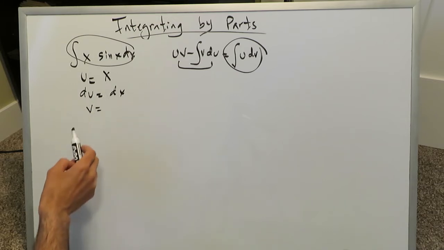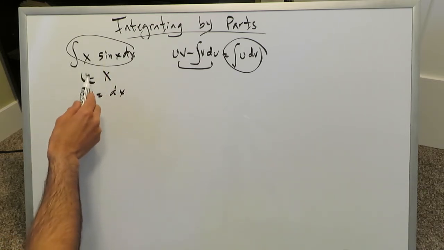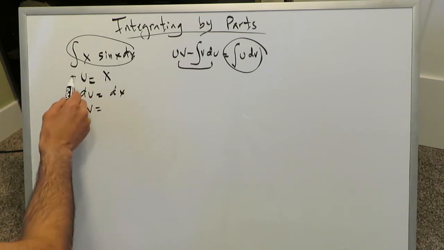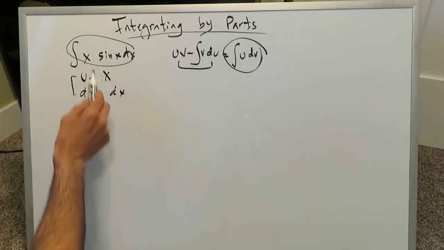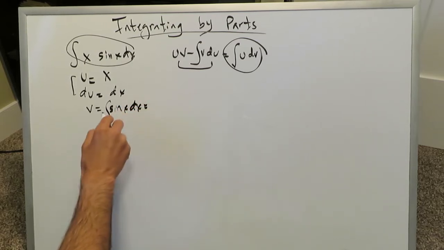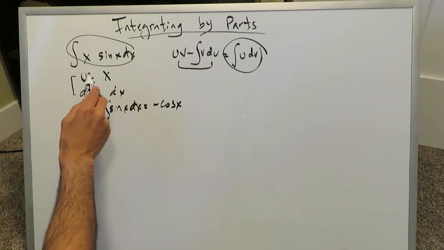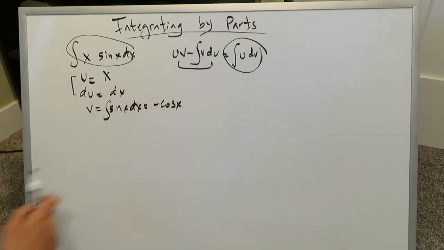And v then represents the integral of what remains. Once you've taken the x out by means of these two substitutions, the only thing that remains as the integrand is sine x dx. And you know the integral of sine x dx is minus cosine x. So now we have our u, du, and v. You have to plug them here in this formula, and let's do it.